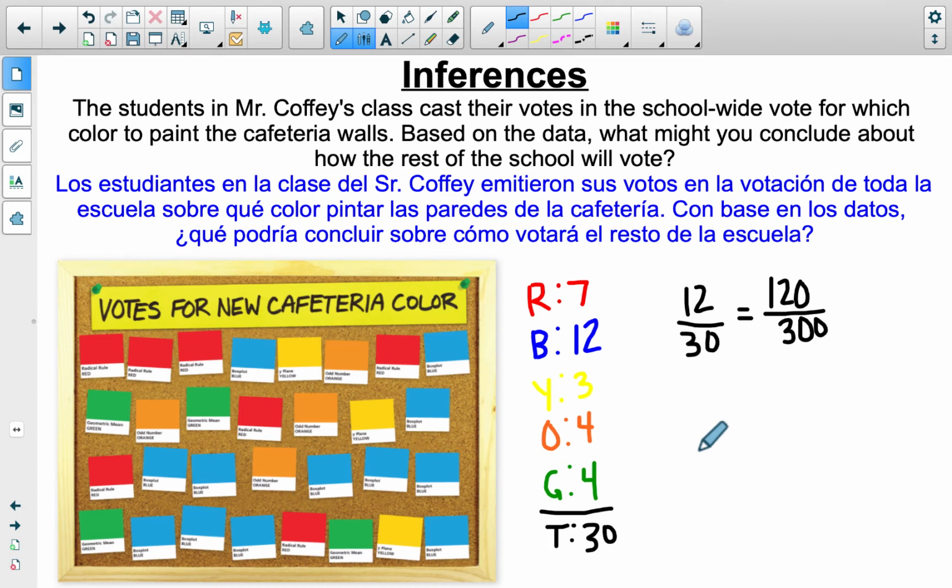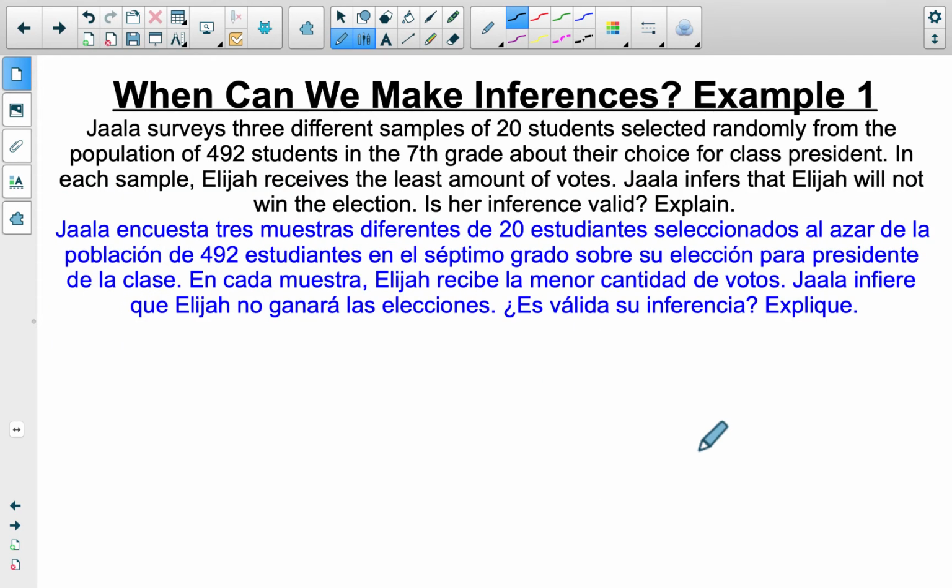Based on the survey we have here, it looks like blue is going to be in the lead. But once again, a sample is just a small representation of the whole. If you actually ask the entire population, it may look a little bit different. But as long as the sample is representative and matches your population, you're going to get a pretty high level of accuracy. Now, let's move to some examples.